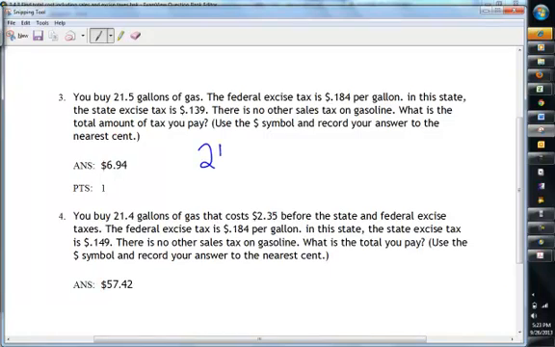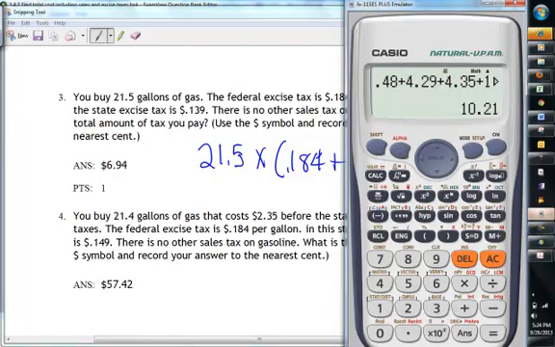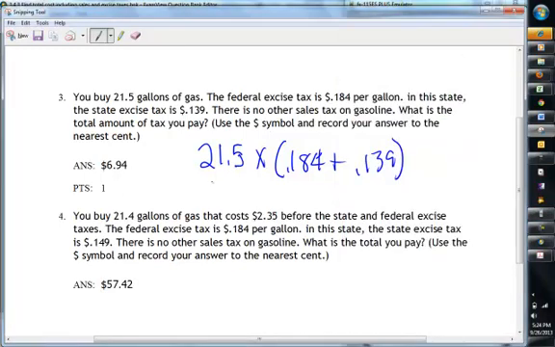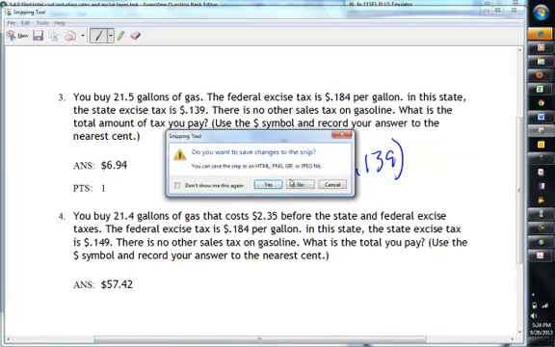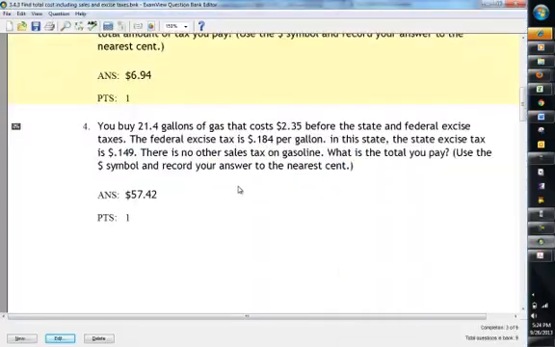Well, you're going to take the 21.5 times the two taxes, 0.184 add 0.139. That's how much taxes you're going to pay. So it's 21.5 times 0.184, add 0.139, and you're going to pay $6.94 in taxes. So that's how you figure federal excise taxes. Are there any other questions?